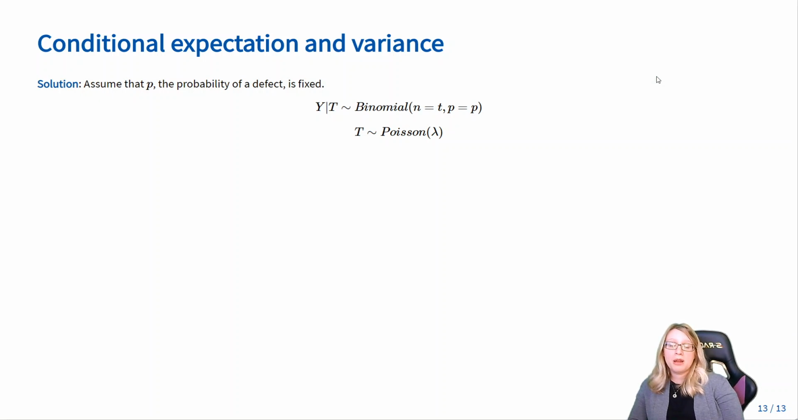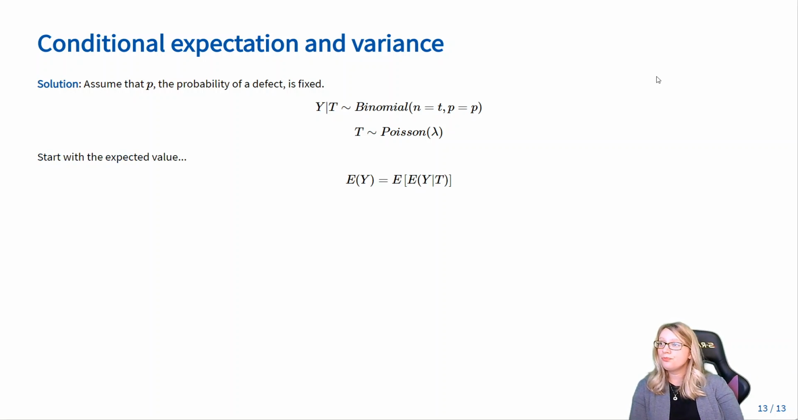We'll assume that P, the probability of a defect, is fixed. So Y given T is binomial. The number of tomatoes that we're harvesting is itself a random variable, a Poisson random variable. So we'll start with the expected value. The expected value of Y is the expectation of the conditional expectation. It's the expected value of the expected value of Y given T. Y given T is a binomial, so the expected value is pT. When we express that in terms of lambda, we get p times lambda, so whatever that lambda turns out to be.